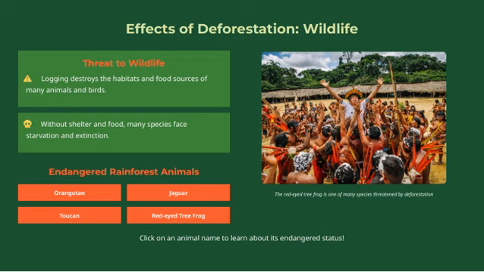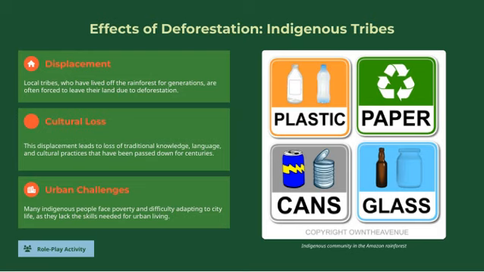Let's talk about the effects of deforestation on indigenous tribes. First, displacement is a major issue. Many local tribes who have lived off the rainforest for generations are being forced to leave their lands because of deforestation activities. This isn't just about losing land, it's about losing their homes, their way of life.